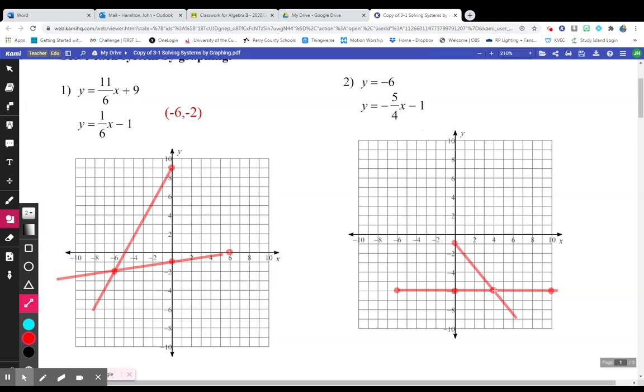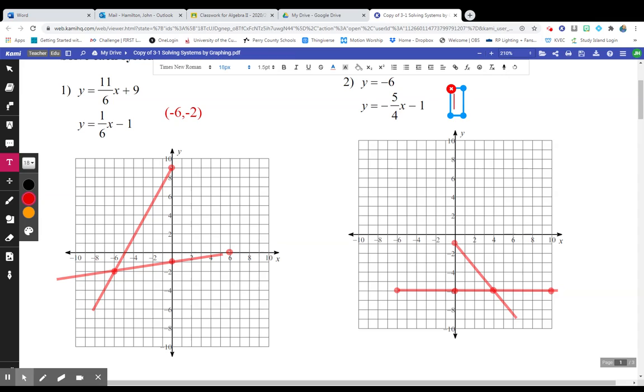And of course, here we can clearly see what our ordered pair is, our solution to this system. So again, we would just put in our text box and go ahead and put our parentheses. And we notice that it crosses at 4, -6. So 4, -6 would be our solution right here.